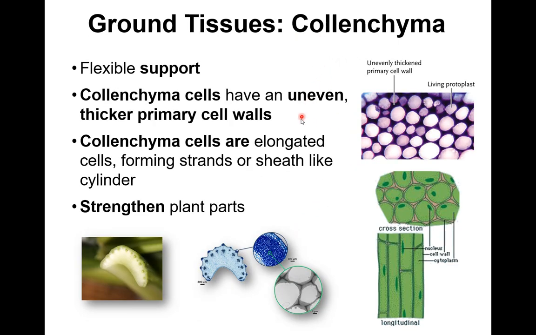Second type of ground tissue is collenchyma. This is made by collenchymal cells, which at this point start having a thicker cell wall, but it's uneven. It's still a primary cell wall, but it's thicker than in parenchymal cells, but is not evenly distributed around there. So they can be semi-rigid, these type of cells. Their function is ultimately to produce some flexible type of support.